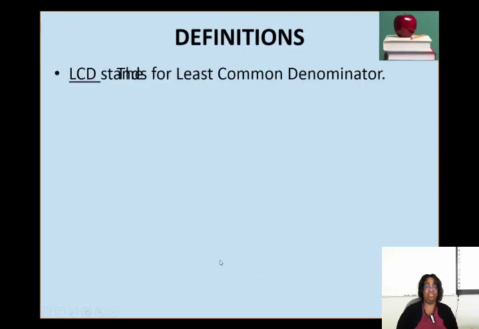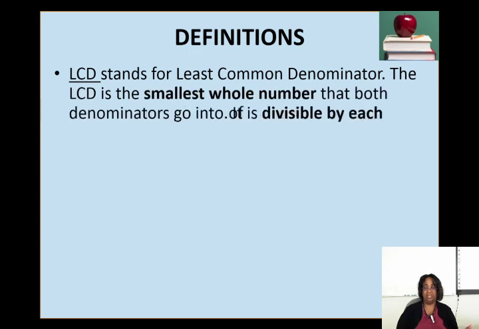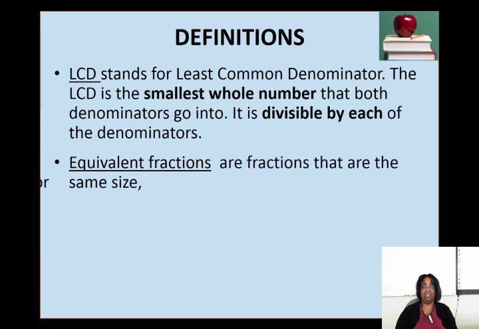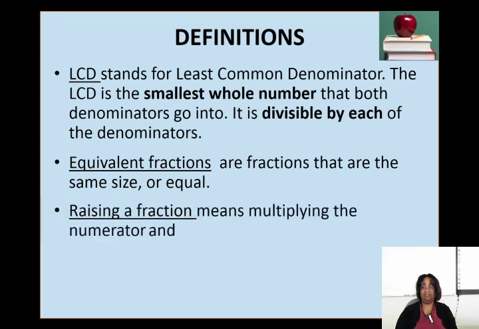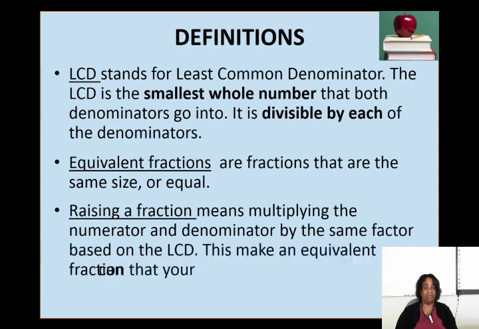There's a couple of words that you're going to need to know. Least common denominator, which is abbreviated LCD, stands for the smallest whole number that both denominators go into. Sometimes you're going to have to figure out what that least common denominator is so that you can write equivalent fractions to change your denominators. Equivalent fractions are fractions that are equal in size to the original fractions that you had. Raising a fraction means multiplying the numerator and the denominator by the same factor.